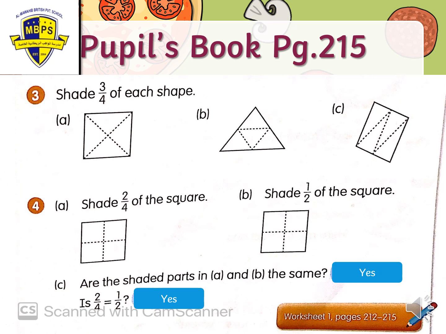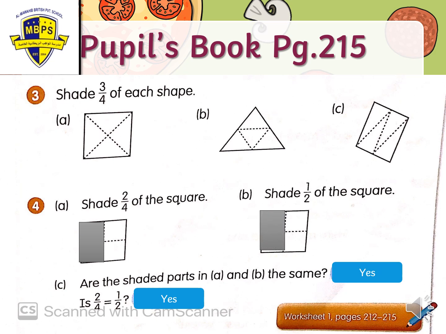Look at the second one, which is question number 4. On the first square here, you will shade 2 out of 4, which means 2 quarters. So you will shade only 2 parts out of the 4 parts. And on the other one, you will shade half. If you are going to shade half and you have here 4 quarters, how can you shade half? Half means you look at the middle and you will shade half only.